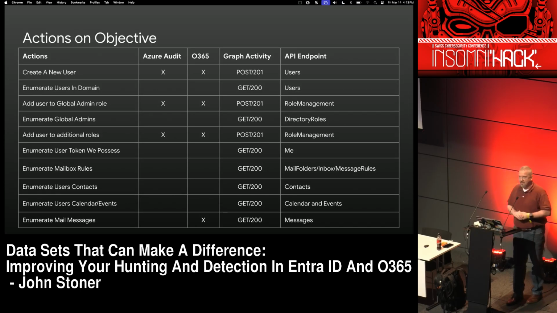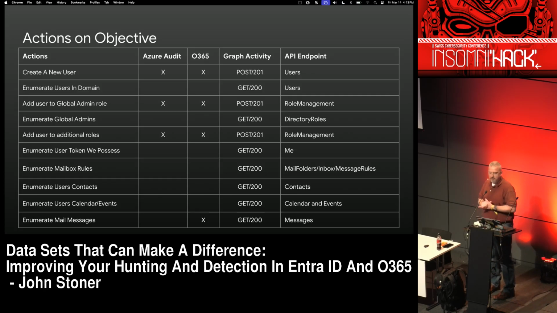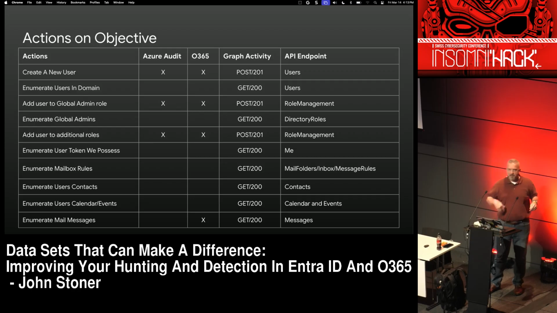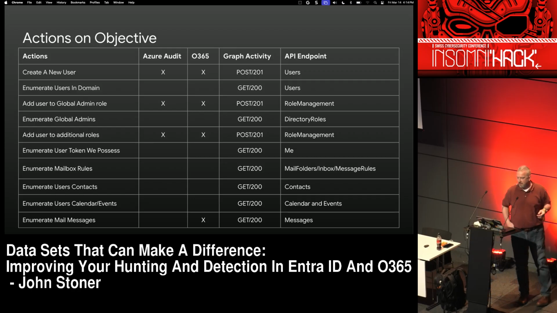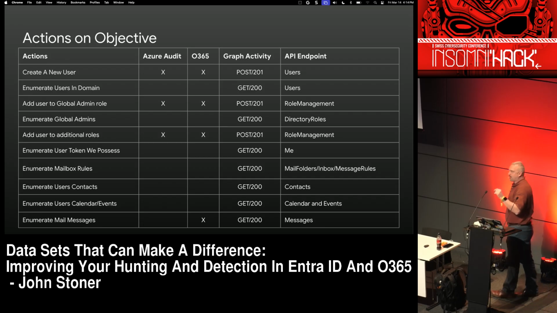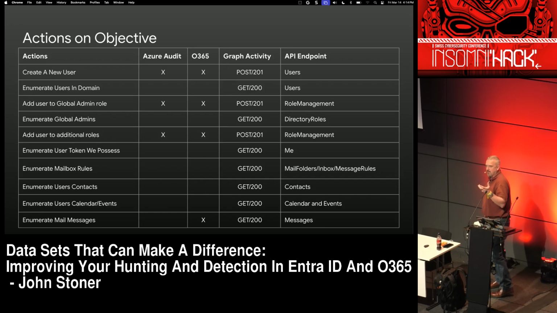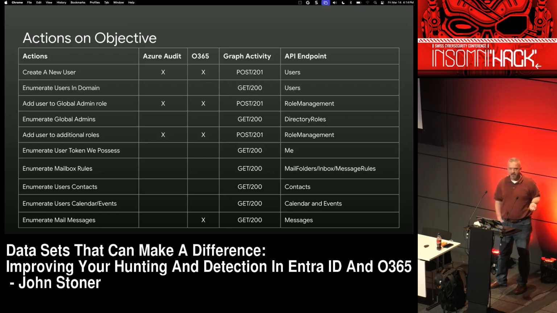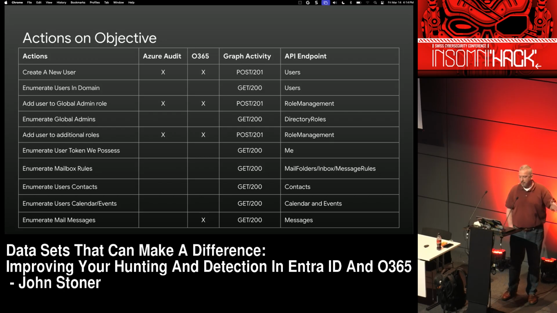All right, so we get to that actions on objective. I'm into this system. I'm doing stuff. This is where it gets a little more scary because, again, if I create a new user, Audit and O365 are logged. If I added somebody to the global admin role, absolutely, it's logged. But what about all of those other little things that an adversary is doing as they're poking around that environment and enumerating and collecting information and exfiltrating it? Because the exfiltration is already in the cloud. You're not seeing that from any of your sensors, right? You don't see any of those things with Azure Audit or O365, but you do with graph activity.